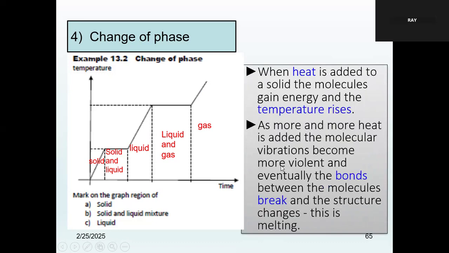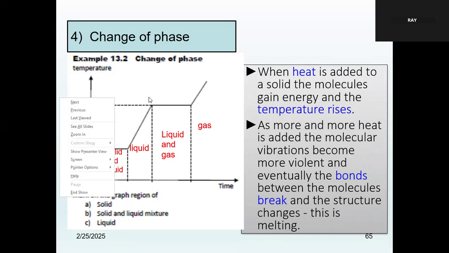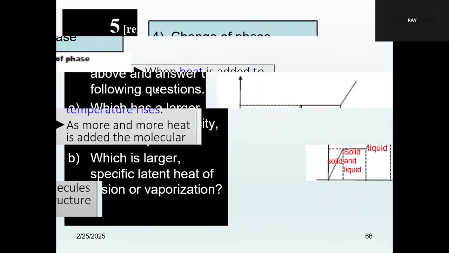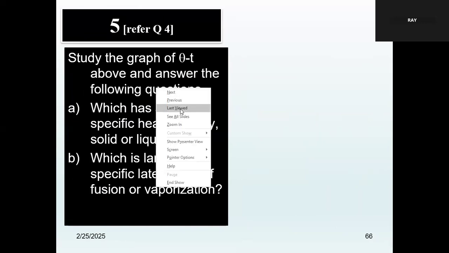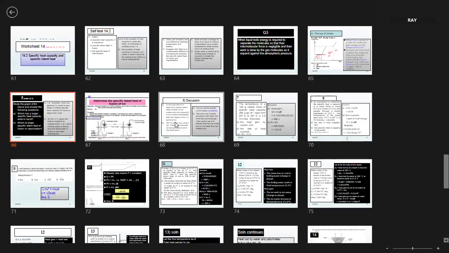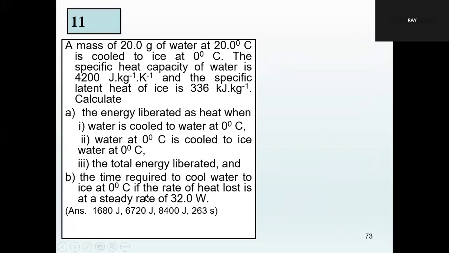Okay, any comment? No. The rest you can do yourself. Let's try this one. Have you been able to get the answer? Haven't tried. Haven't yet.